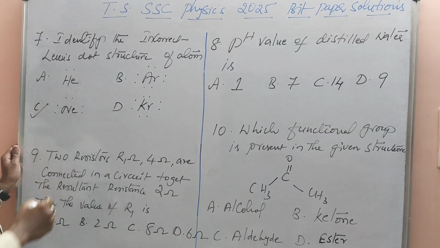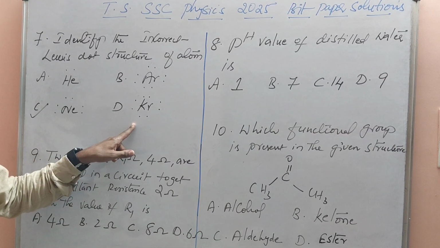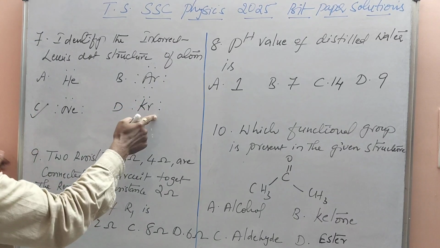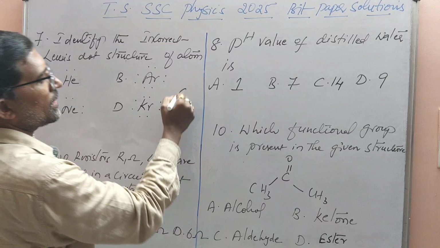So this is an incorrect structure. Even go to krypton if you want to check. Krypton's last shell has 8 electrons. So this is a correct structure. This is correct, this is correct, this is correct, this is incorrect. Hence C is the right option.